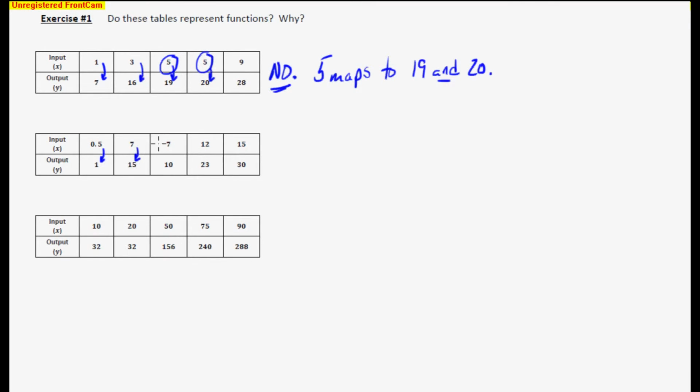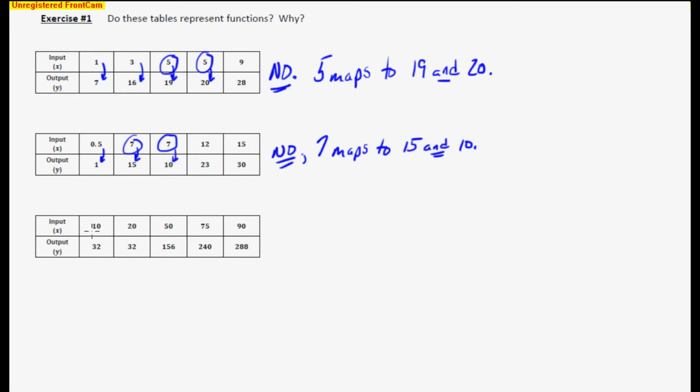Now 7, you see it right here. Look at 7 maps to 15. I'm going to circle that one because I can see right here 7 also maps to 10. All right, so again, this is a no. This is not a function because 7 maps to 15 and 10. All right, so that makes it not a function. Let's see this one. I think this one is a function.